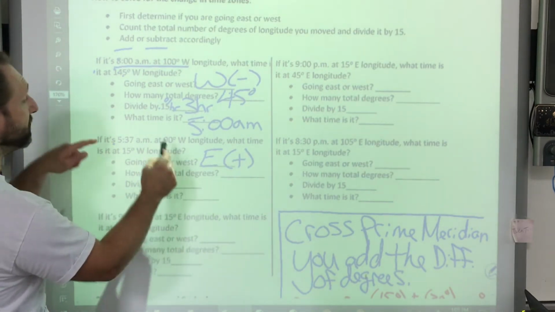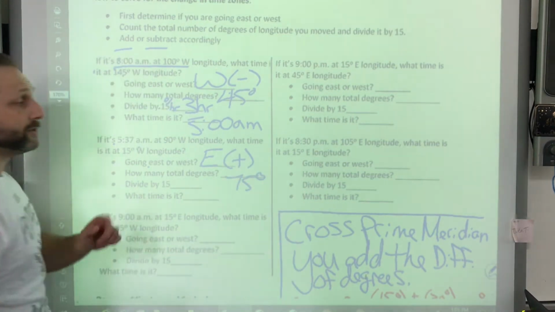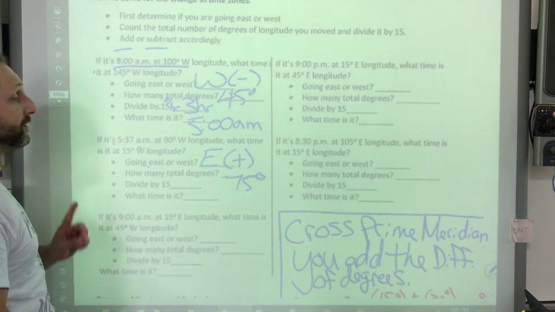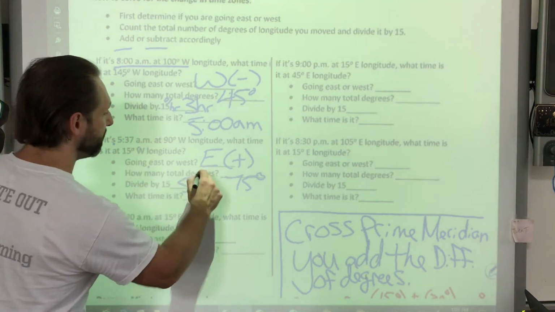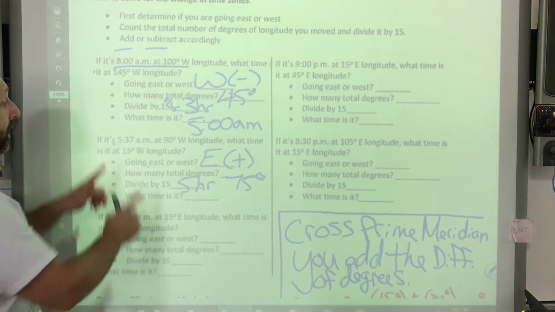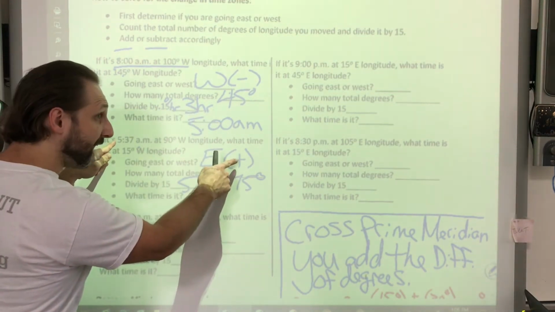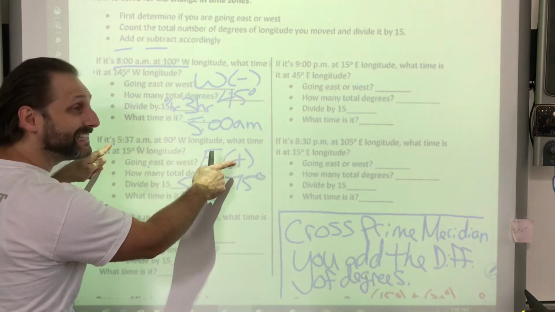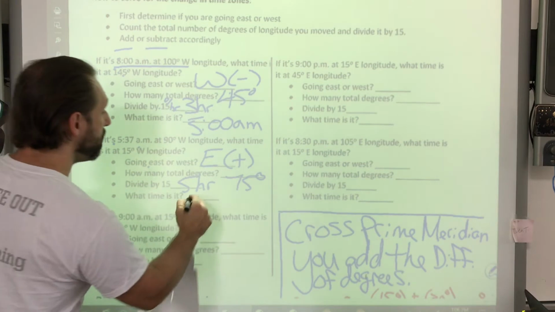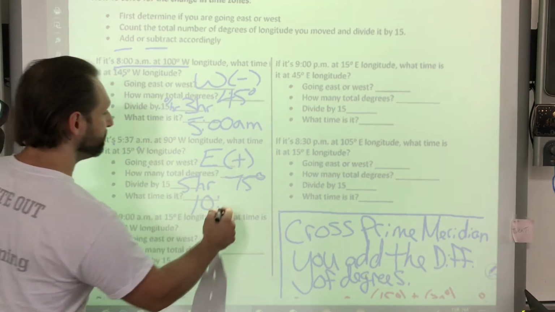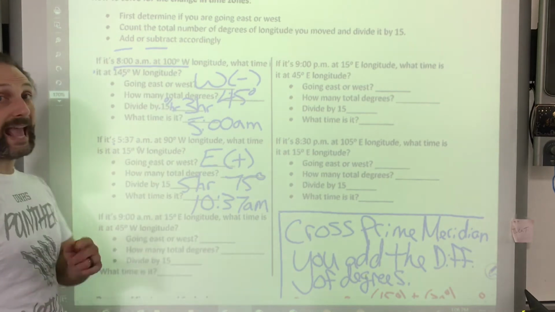How many total degrees? Subtract the 2, you get 75 degrees of longitude. Divide that by 15 degrees per hour, and you get 5 hours. Our original time was 5:37 a.m. We're adding the time because we're traveling east for this example, and we add 5 hours. So at our final destination, it is 10:37 a.m.